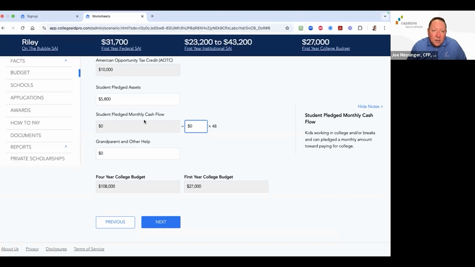And then the next one, cash flow, kind of the same. If they work during school, is it going to go towards the bursar's office? Will it actually pay them, or will it just be for walking around money? So getting clear on that.